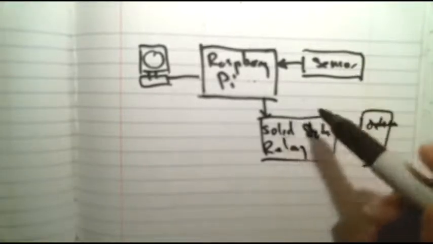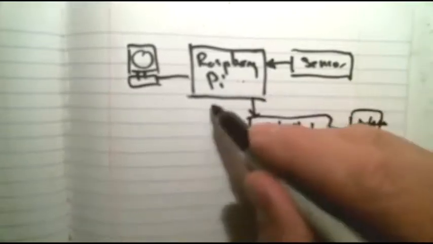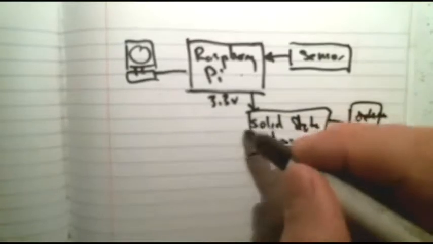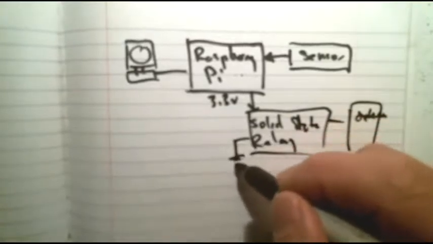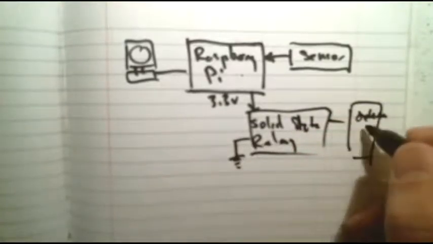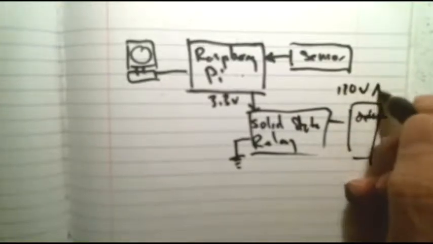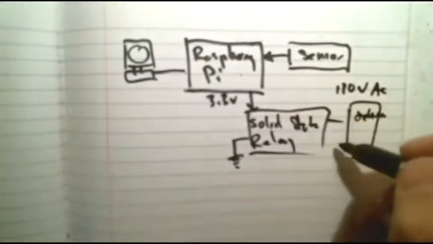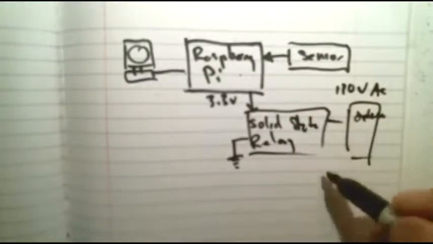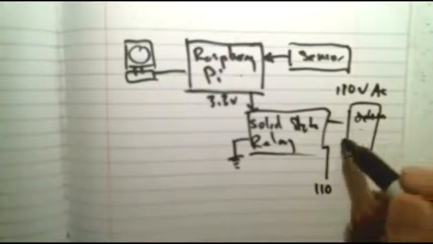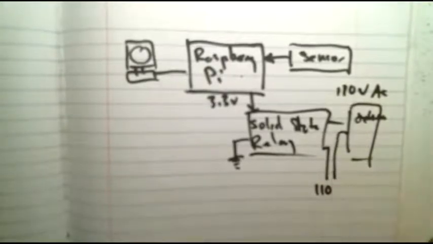Okay, so the Raspberry Pi operates on 3.3 volts. The solid state relay will allow us to turn on or off the 110 volt AC. This is 3.3 volts DC to the relay. So we'll have the 110 to the dehumidifier, and then back to the wall circuit for that. So that's our basic diagram.